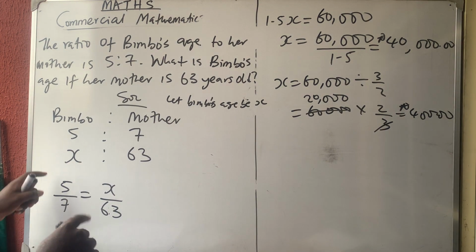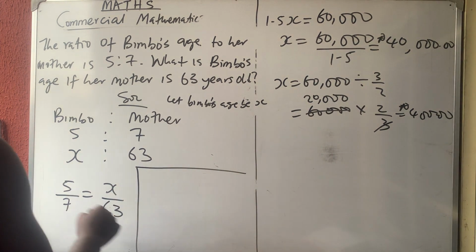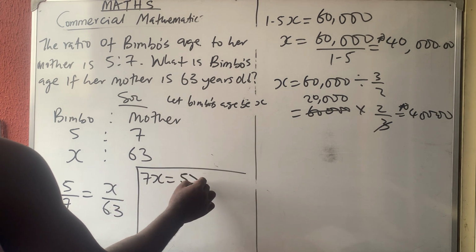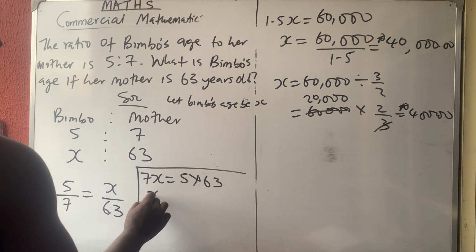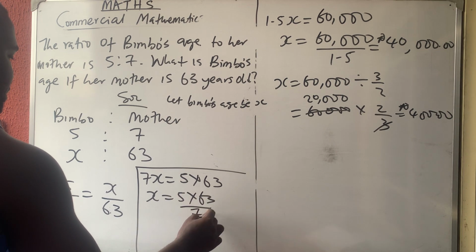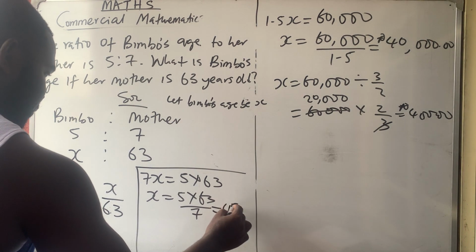All right. So we can cross multiply. For cross multiply, we are going to have that 7x is equal to 5 times 63. So my x will now be 5 times 63 divided by 7. So what do you have? So Bimbo's age is 45 years.